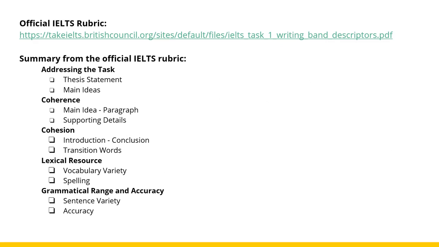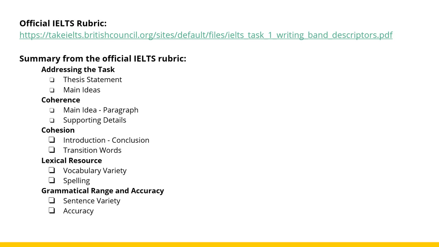And now we are going to discuss our official IELTS rubric, and that will ensure that you know how to get a certain band score. You can follow this link that I provided on the slide, and it's going to take you to the British Council website where you can see a very detailed rubric and how to get a certain score. But here I have a summary from the official IELTS rubric. It's a brief summary of what you need to do in order to get a high score. So first of all, you have to make sure you are addressing the task, which means your essay has a thesis statement and main ideas.